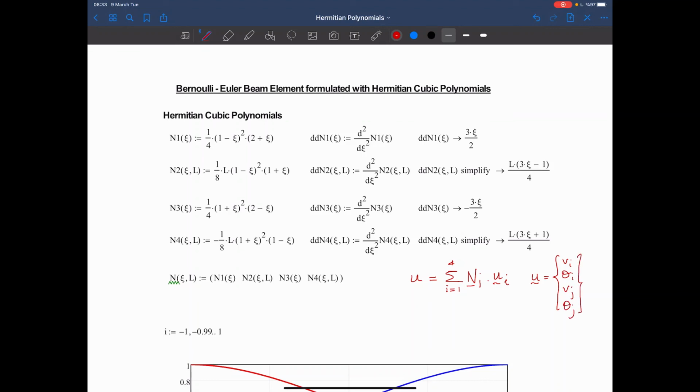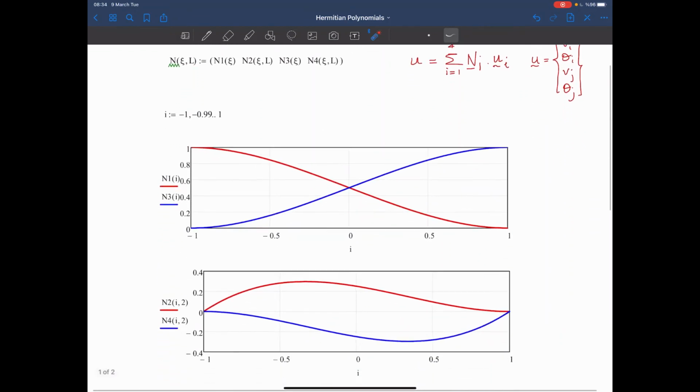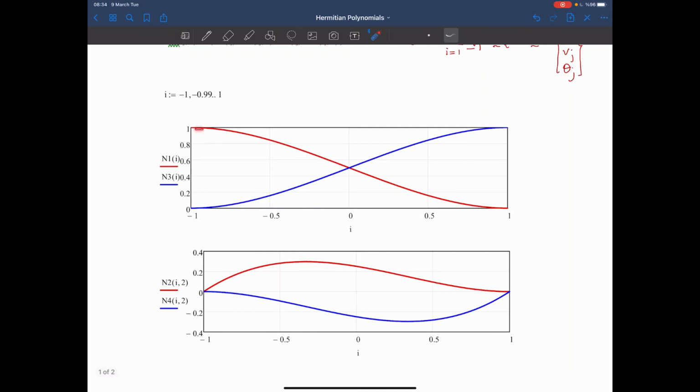Nodal transverse displacements and the rotations. Now the cubic polynomials, the Hermitian cubic polynomials, their definitions are here. This is the N1, N2, N3, and N4. Now here you will see the plot of them. So this is the N1 plot, that's N2, sorry, N3. The red one here is N2 and the blue one here is the N1.